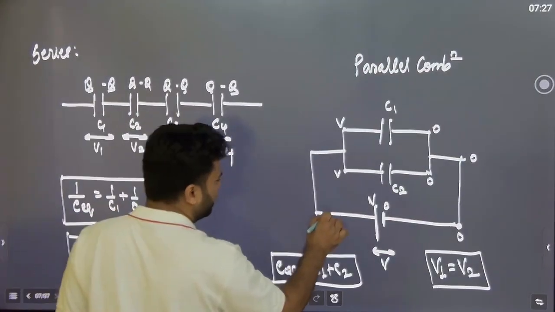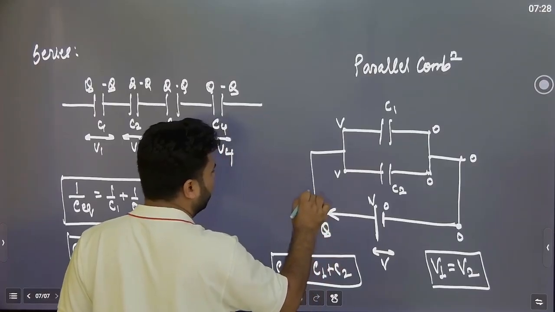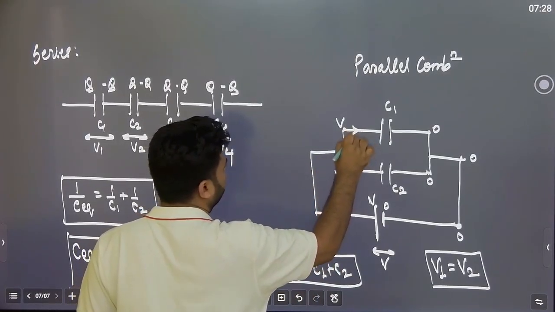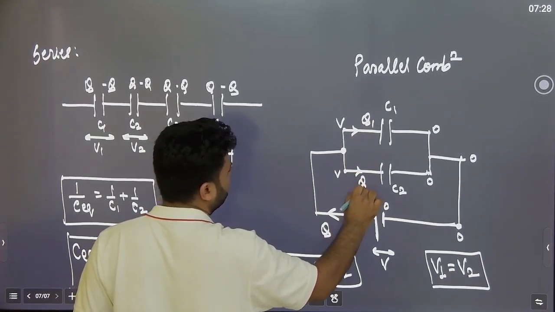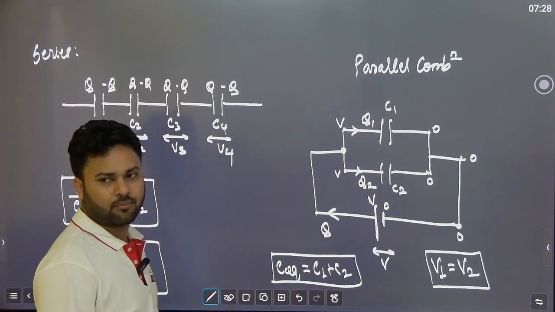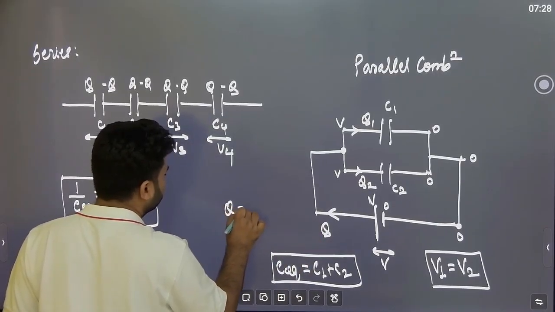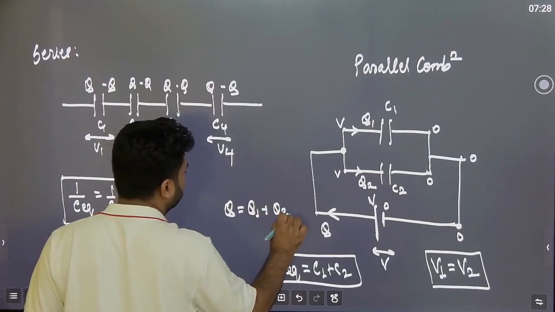Acha, if some charge Q is flowing from the battery, what will happen? It will go like this, it will go like this, it will come here. Some charge will go there, Q1, and some charge will go there, Q2. Means what we can write? Out of Q, some charge went to first branch and some charge went to second branch.